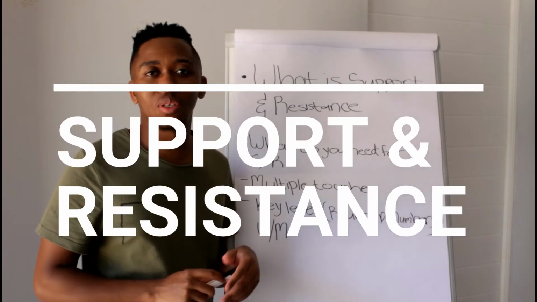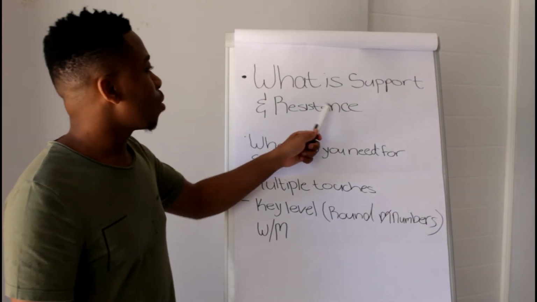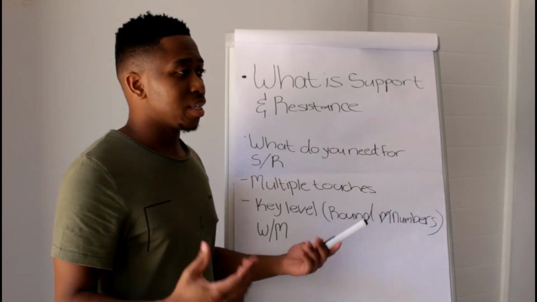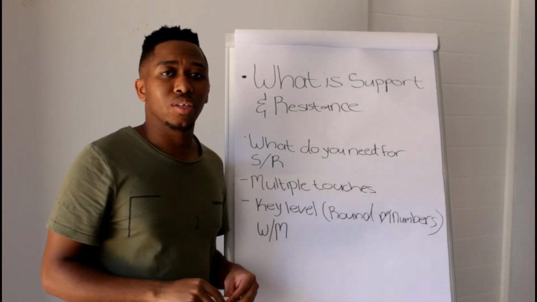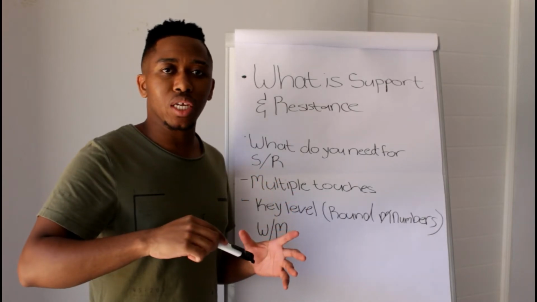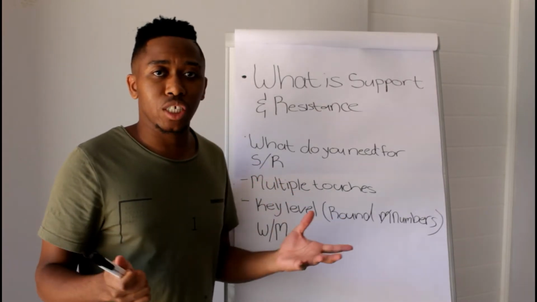So now we're going to be talking about support and resistance. Firstly, what is support and what is resistance? Support and resistance are basically the floor and the ceiling of the market, where price fluctuates in between and either rejects or breaks the certain level that it reaches.